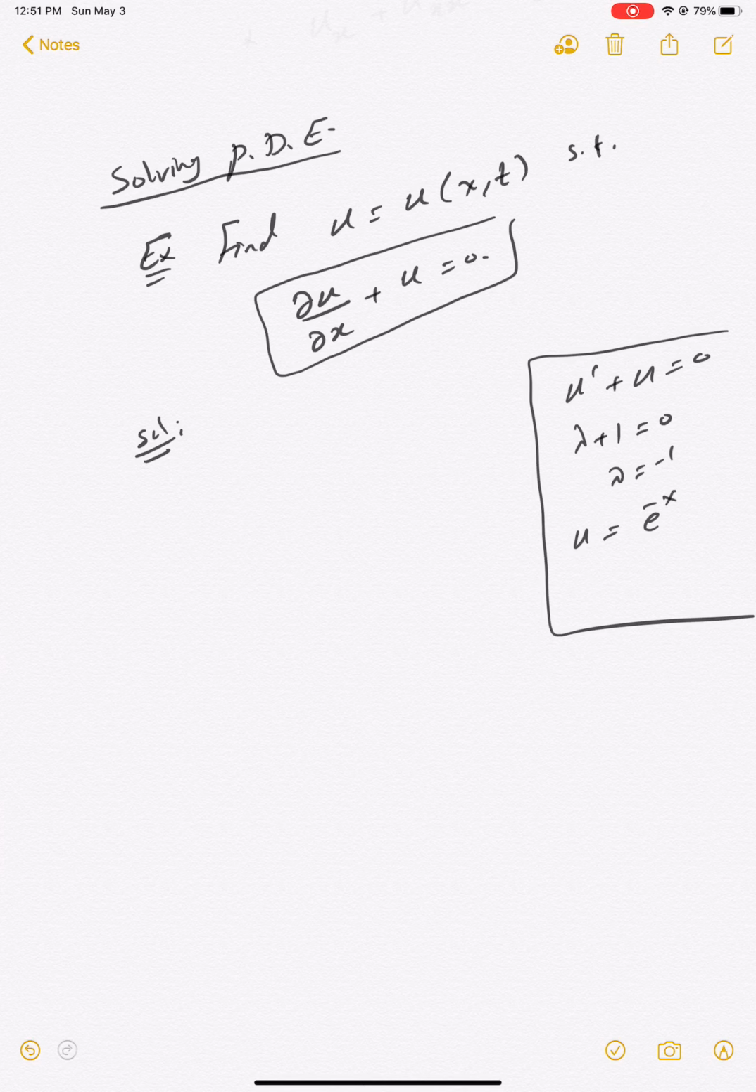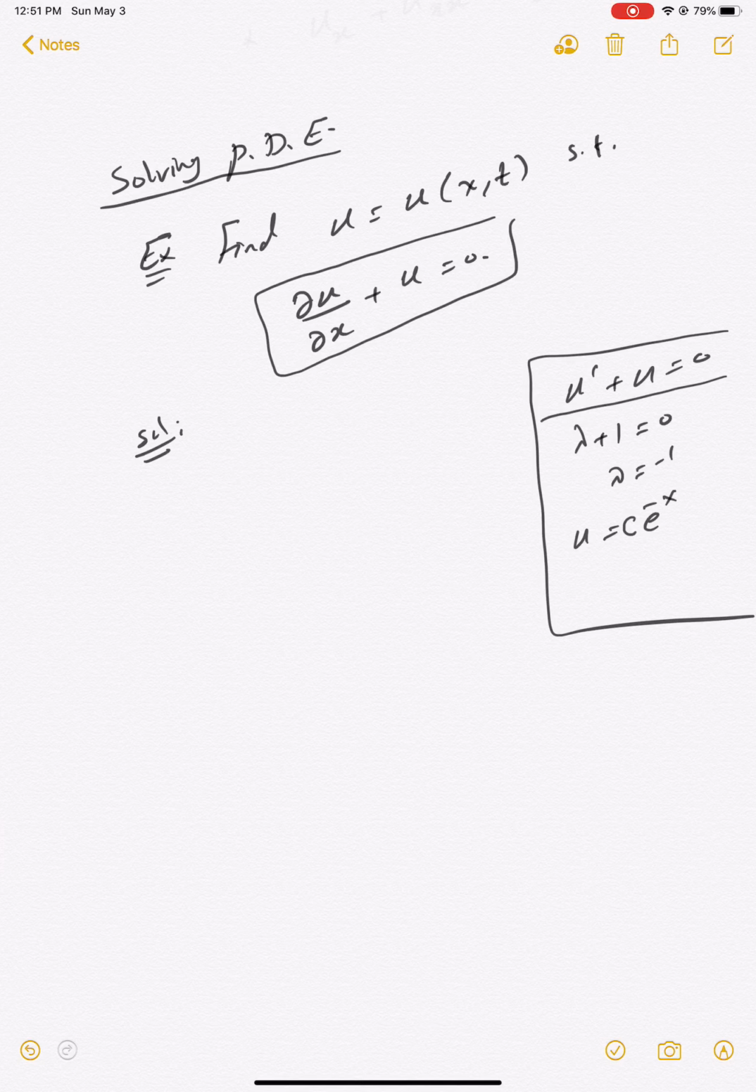The general solution is a constant times e to the minus x. So if you have a function of one variable x that satisfies u prime plus u equals 0, that function must have this form, a constant times e to the minus x.